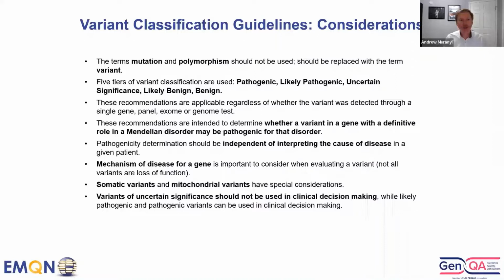These recommendations are intended to determine whether a variant in a gene that already has a definitive role in a Mendelian disorder may be pathogenic for that particular disorder. Pathogenicity determination should be independent of interpreting the cause of disease in a given patient. An example of this is if you have a large panel that you're looking at, it is possible to find a pathogenic variant in an individual that does not necessarily explain the disease for that individual.